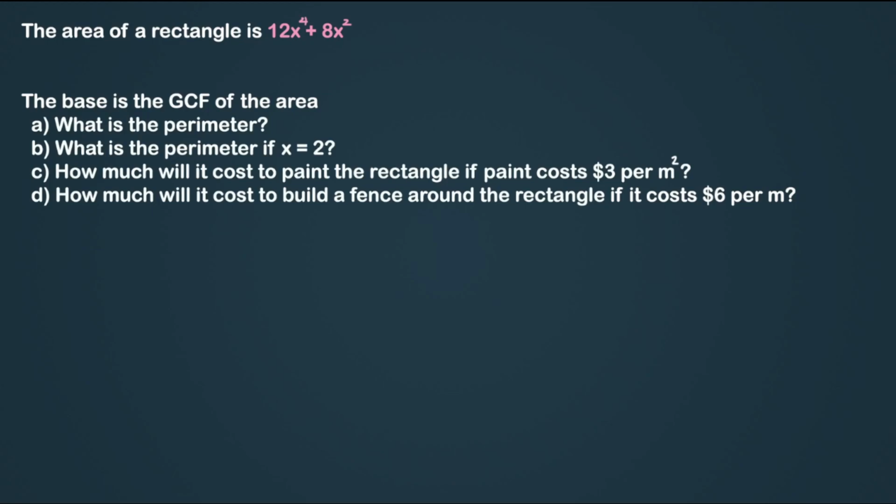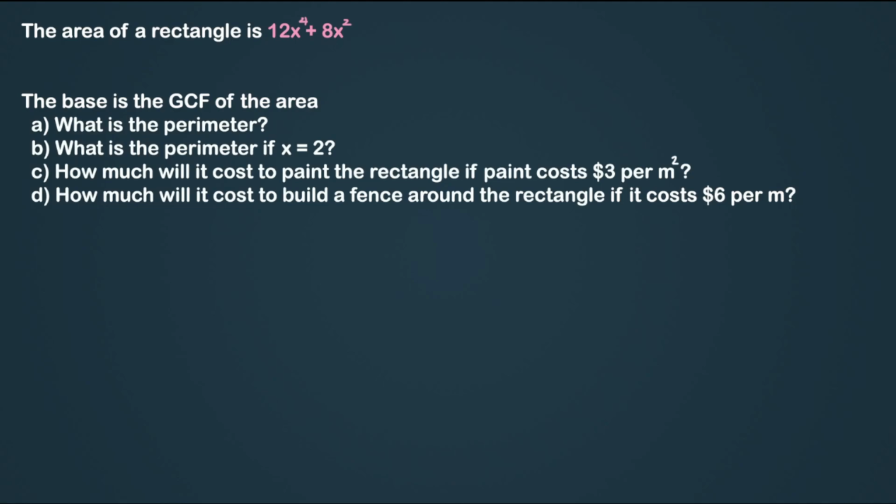The area of a rectangle is 12x to the 4 plus 8x squared. The base is the GCF of the area. What is the perimeter? What is the perimeter if x equals 2? How much will it cost to paint the rectangle if paint costs $3 per meter squared? And how much will it cost to build a fence around the rectangle if it costs $6 per meter?